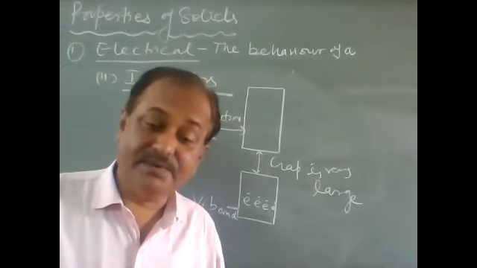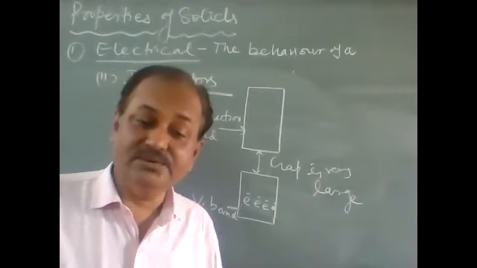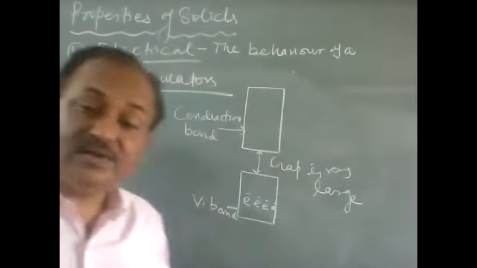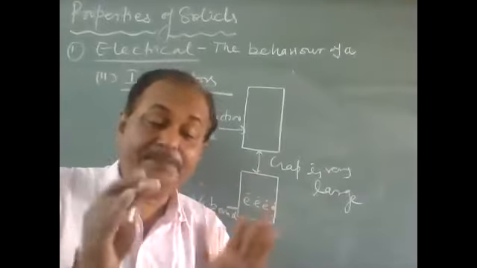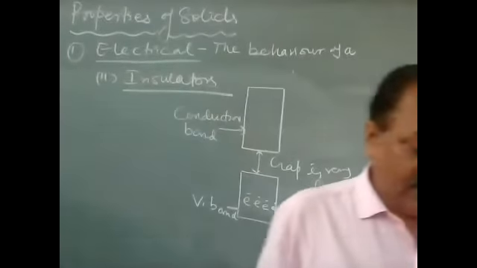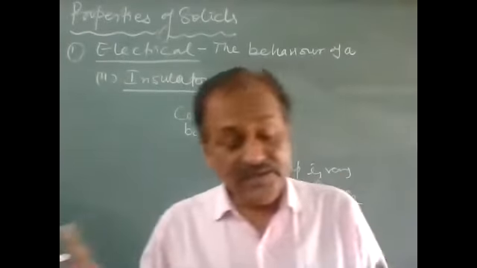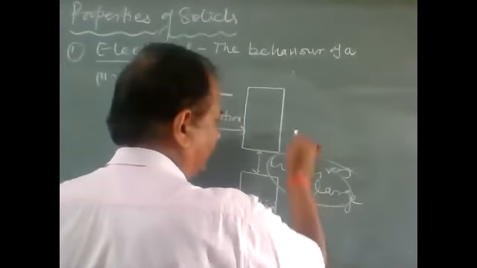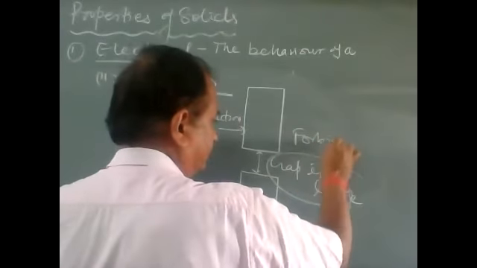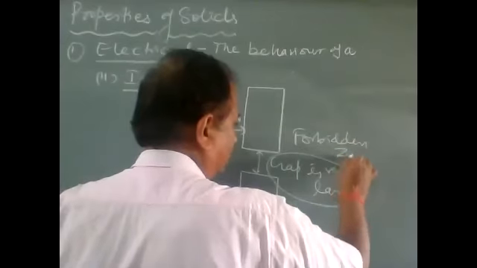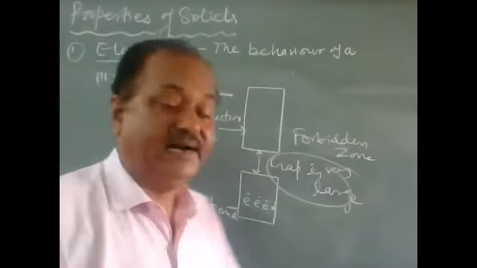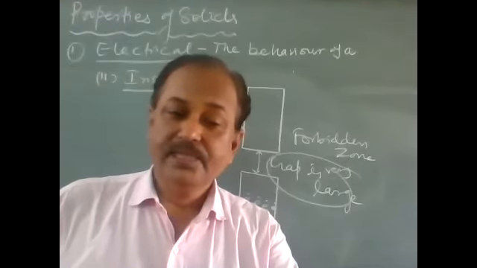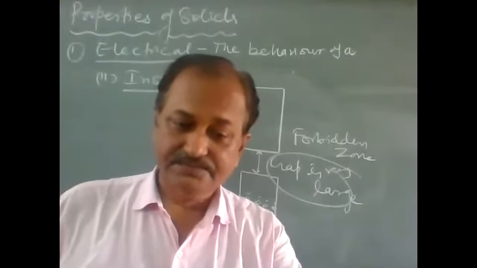Plastics, rubber, dry wood, stones, they all are insulators because the gap is very large between the conduction band and the valence band. It is also called the forbidden zone. So the gap is very large, and in any case insulators cannot be converted to conductors.